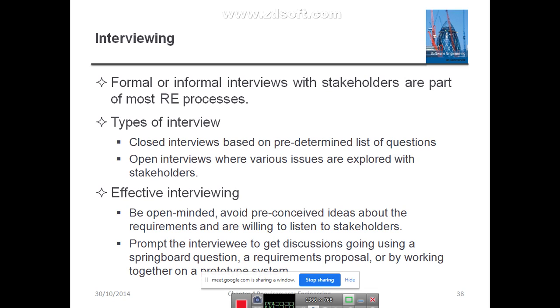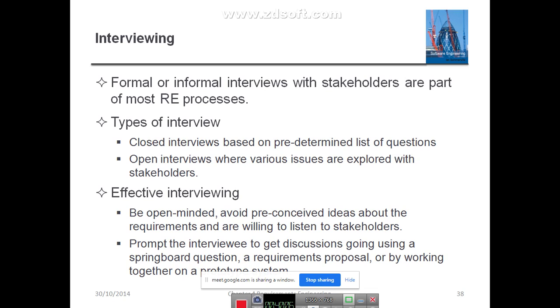Closed interviews are based upon a predetermined list of questions. That means in advance there is already a list of questions, and depending upon that you do the closed interview. The second one is the open interview, where various issues are explored with the stakeholders. That means with respect to a particular issue, you interact with different kinds of stakeholders, and depending upon that you gather the information.